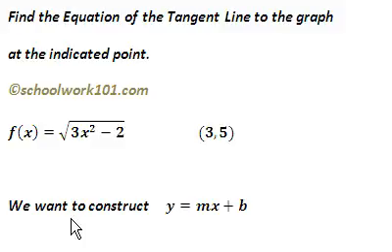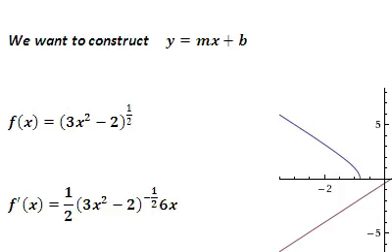So here's the deal. We want to construct y = mx + b. The first thing we're going to do is find m, and then we're going to find b. But to find m, that is the slope of this line, we need to take the derivative. So that's going to be the first thing we do. We take the derivative of f(x).